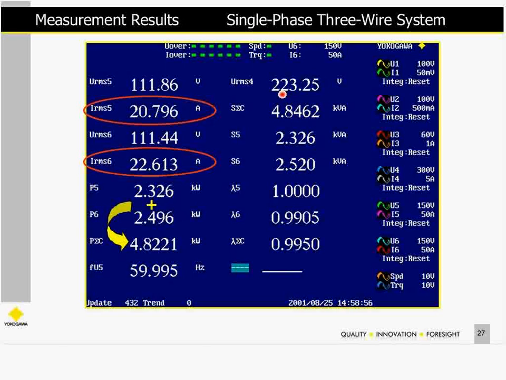My line to line voltage was 223, and my total VA 4.8. We can look at the VA on each side. Now, here's something interesting. If we look at one of the power factors, it was unity, total resistive load. The other power factor is 0.99, so there's something in there on half of the circuit that's different. Some other probably inductive device.